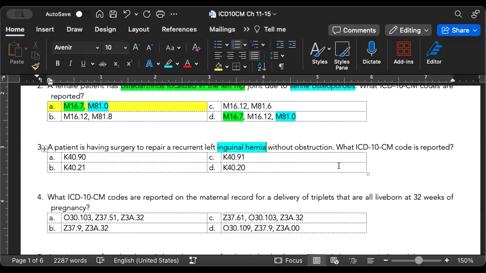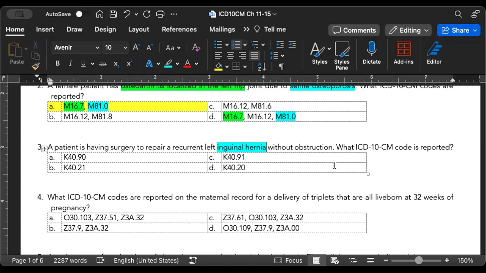So following that path, going from hernia, inguinal, unilateral, recurrent, what code does that give us? Again, you can throw it in the chat if you want to type out the code, or put the letter option of the four choices that we have here. Okay, so we've got K40.90.